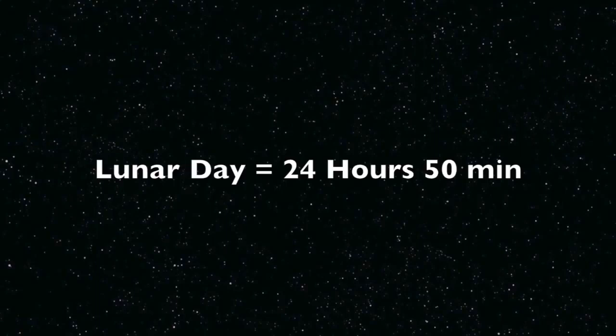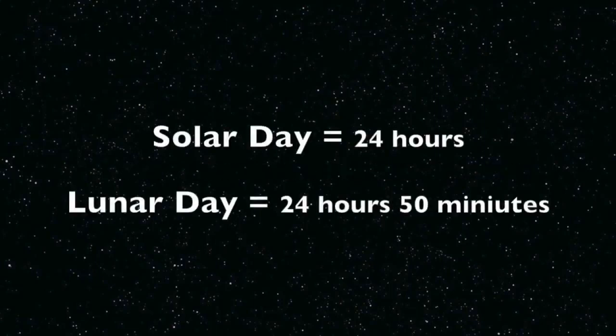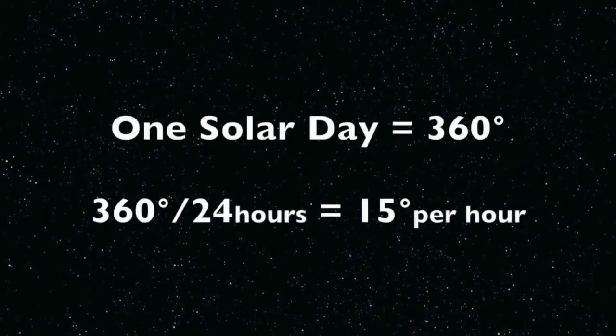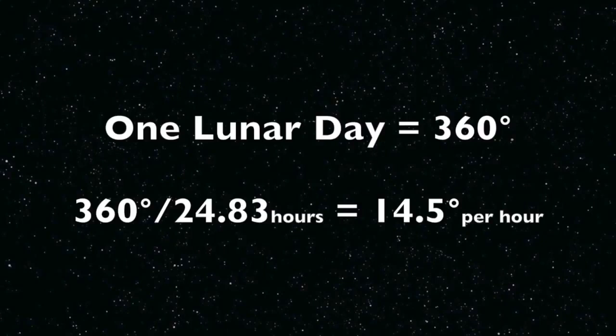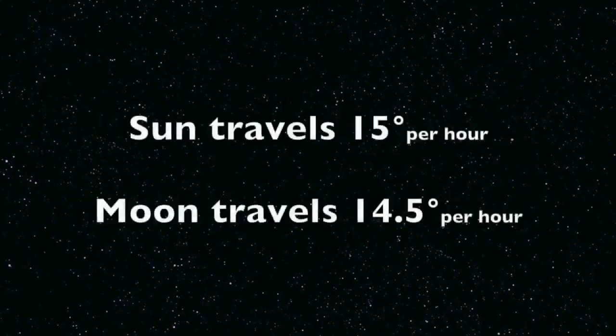sun. The moon takes 24 hours and 50 minutes to circle the flat earth. That's what's called a lunar day. It's slightly slower than the sun. So where the sun takes 24 hours to make one 360-degree circle, which is 15 degrees an hour, the moon takes 24 hours and 50 minutes to make one 360-degree circle, which equates to only 14.5 degrees per hour. So the moon, because it's slightly slower, loses a half a degree on the sun per hour.